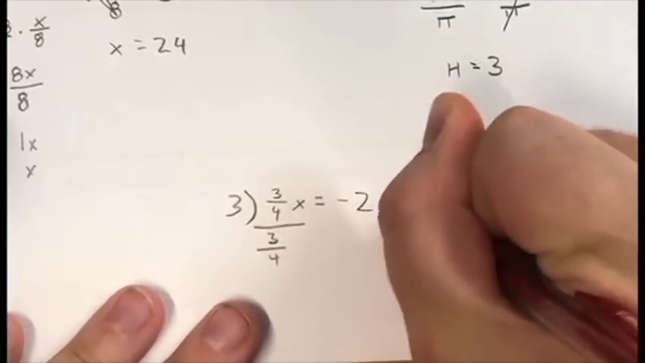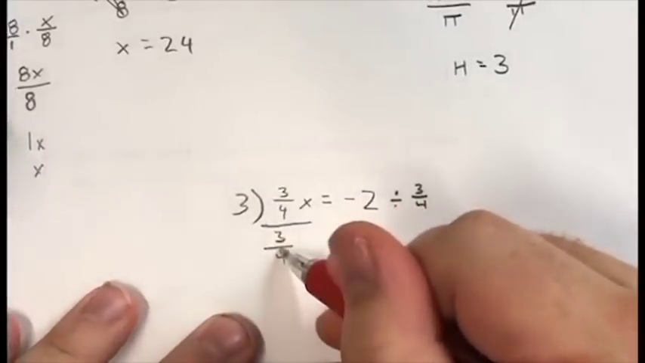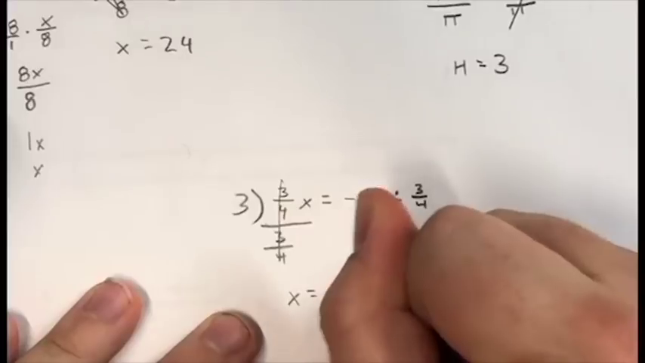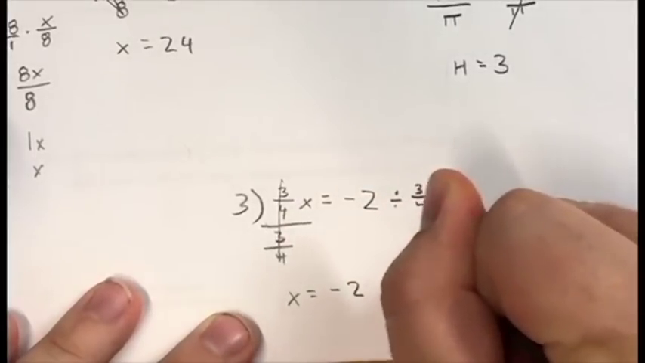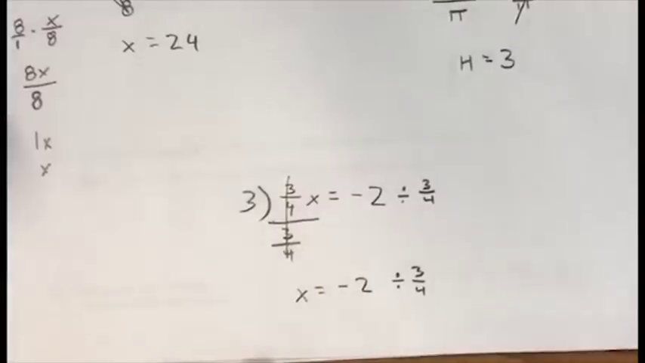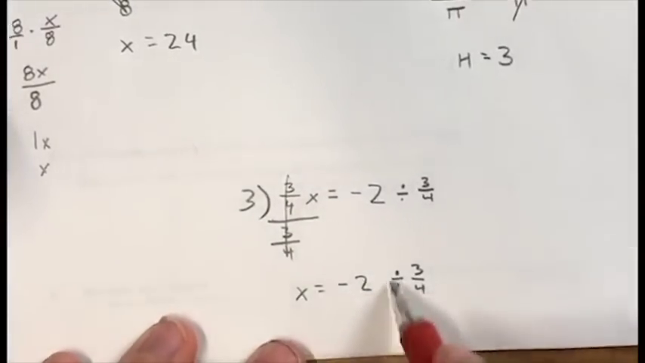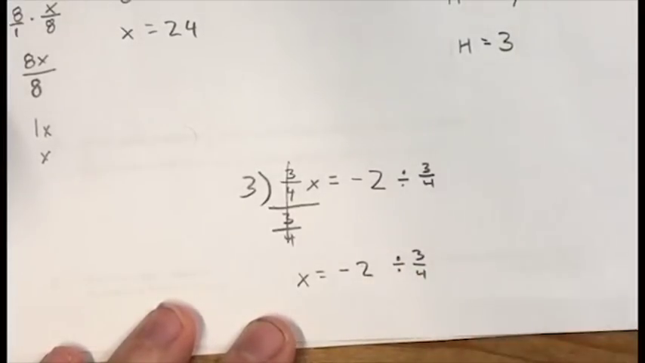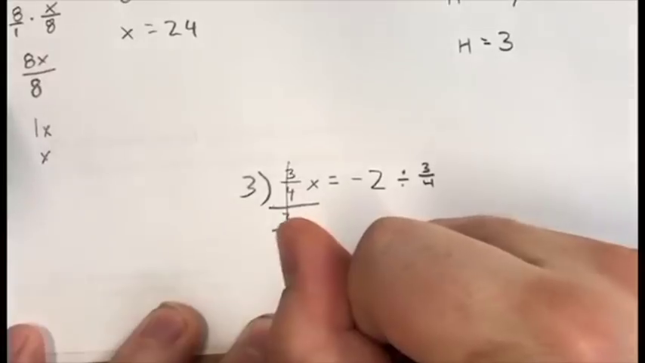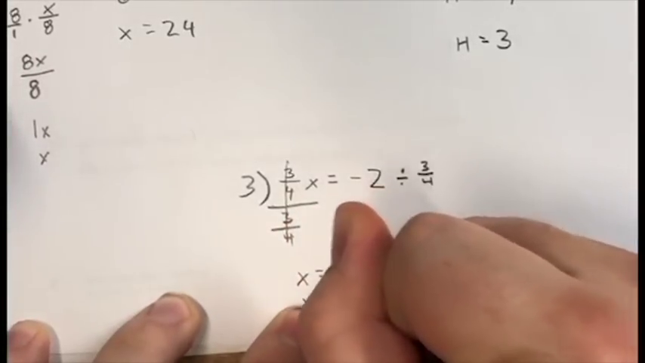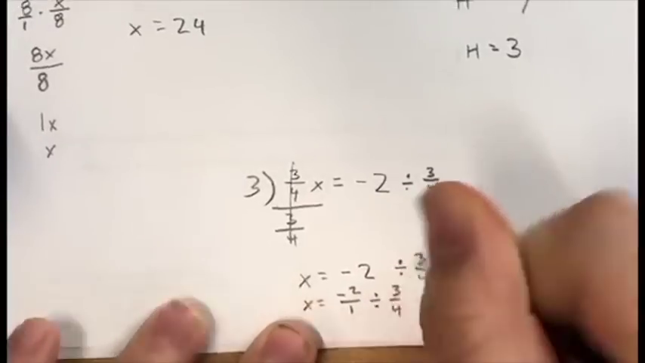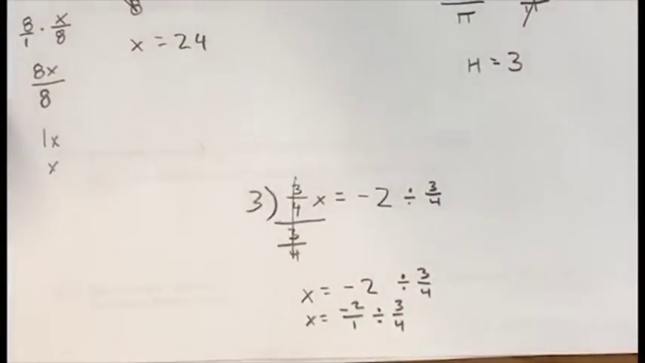What happens? 3/4 divided by 3/4, that cancels out, and that gives me x is equal to -2 divided by 3/4. Now, what do I do here? Well, remember that when we're working with fractions, the best thing to do is to change everything into improper fractions and just work it that way. So I could say x is equal to -2 over 1 divided by 3 over 4. So now we've got something we can work with.